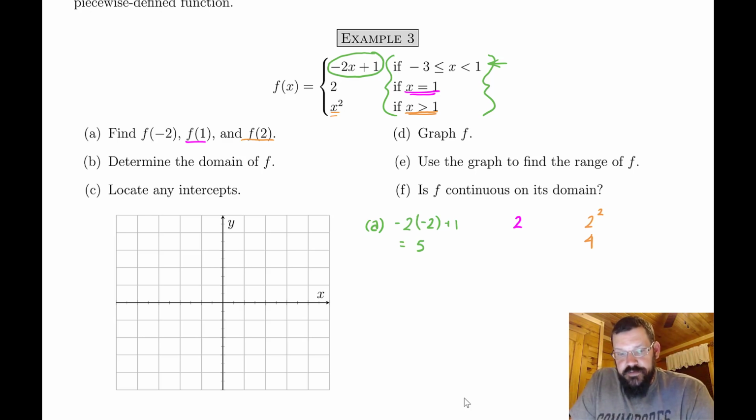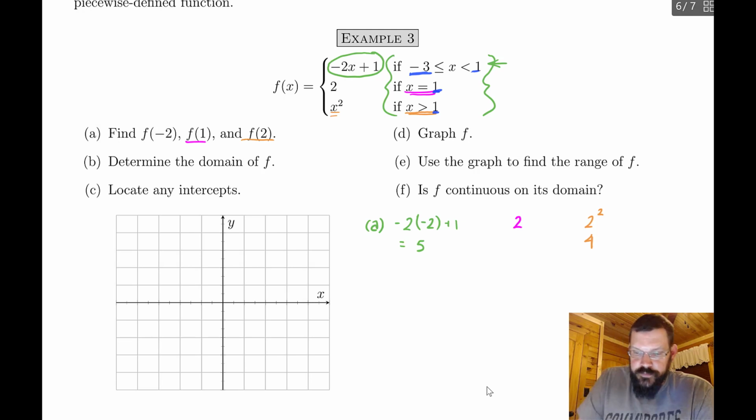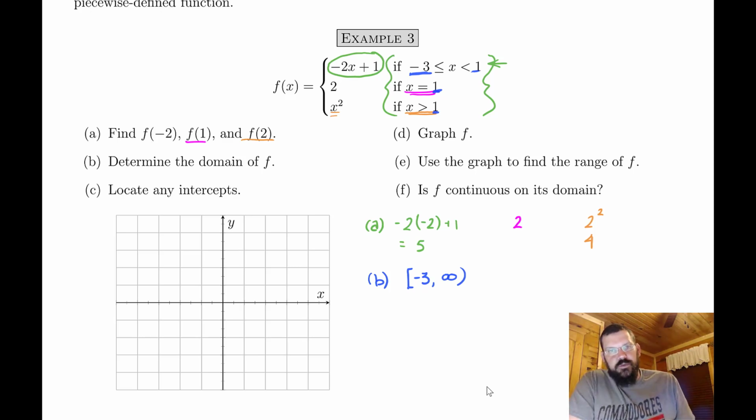So let's determine the domain of the function by looking at what we know. This function is only defined from -3. It's from -3 up to, but not including 1. Then we jump here to 1, and it's defined again. And then it's defined for everything greater than 1. So the domain, and we'll see that here in a second with the graph, is -3 to infinity. Any number in that interval we can choose, and that function will be defined. If we chose -6, the function is not defined.